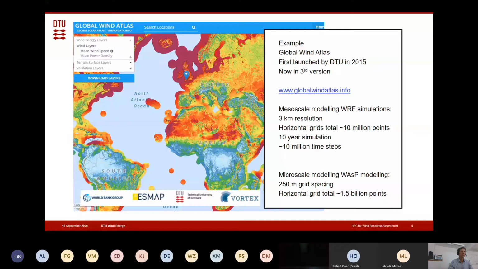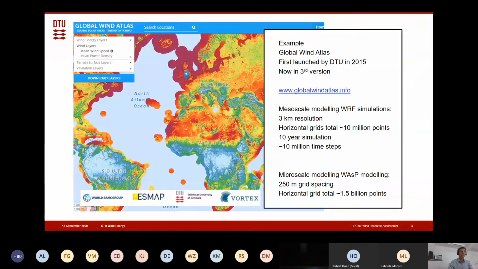So we have mesoscale modeling using WRF simulations, where the resolution for the whole globe, over land and 200 kilometers offshore, was 3 kilometers. So we're looking at just the horizontal grid alone with 10 million points. And then you also have the vertical levels on that, raising it by an order of magnitude or a bit more. And then we have simulations done for 10 years. So this is around 10 million time steps of mesoscale modeling once you've added it all up. And Vortex were responsible for that part of the Global Wind Atlas.